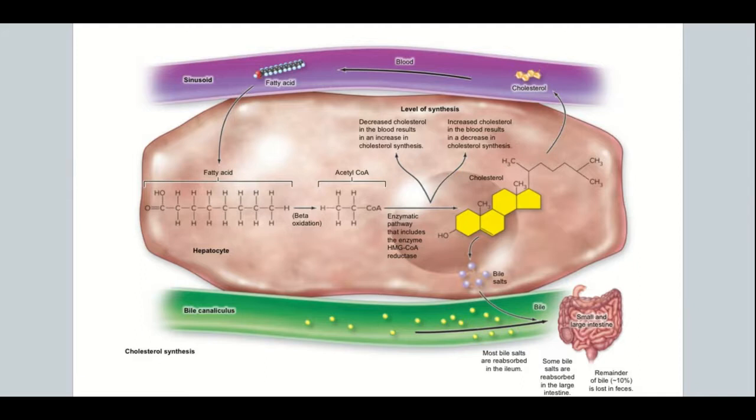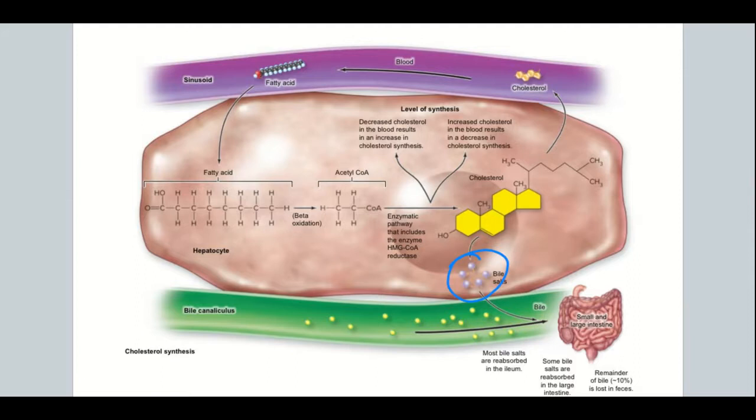Okay, cholesterol also is going to serve for our bile salts here. And we already know what bile salts do. Bile salts are responsible for emulsification of lipids in our small intestine. So that is this cholesterol synthesis kind of in a nutshell.